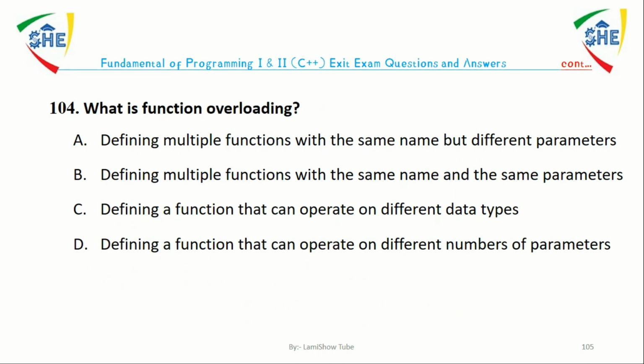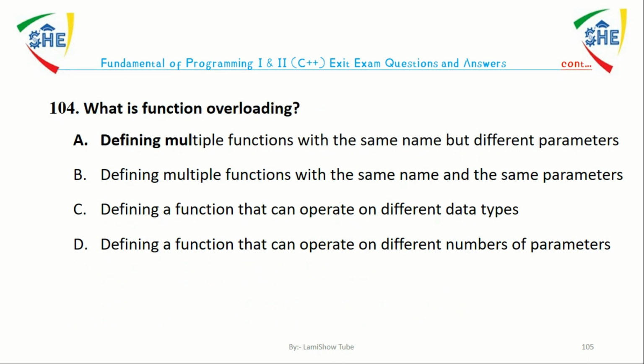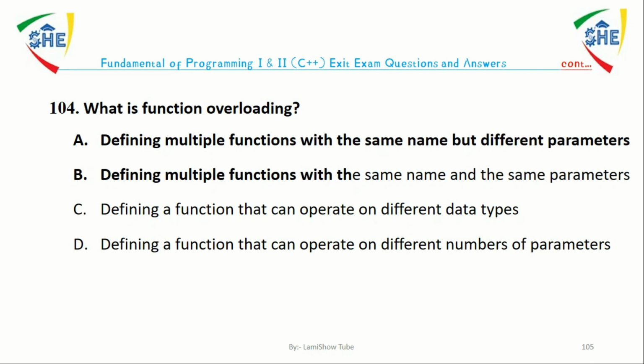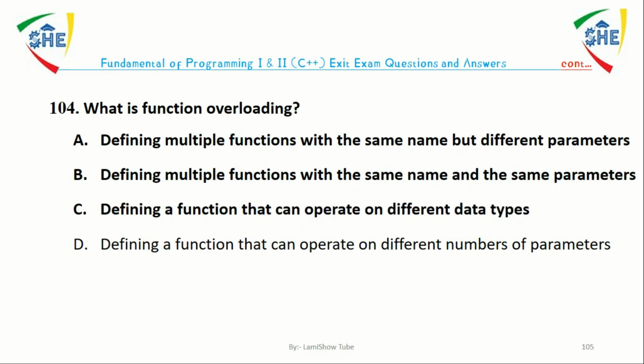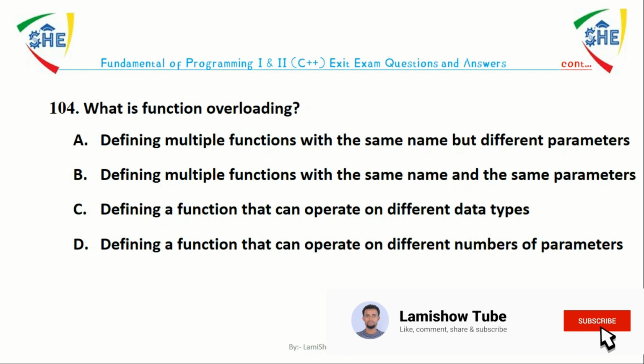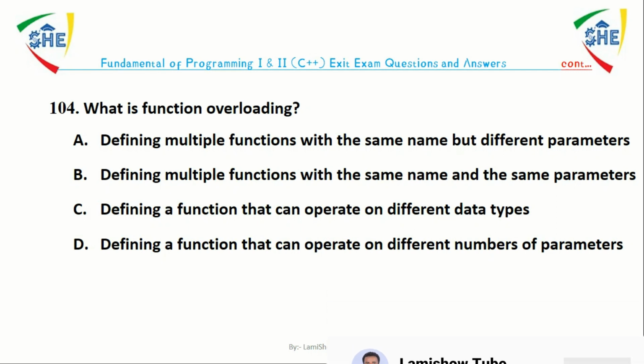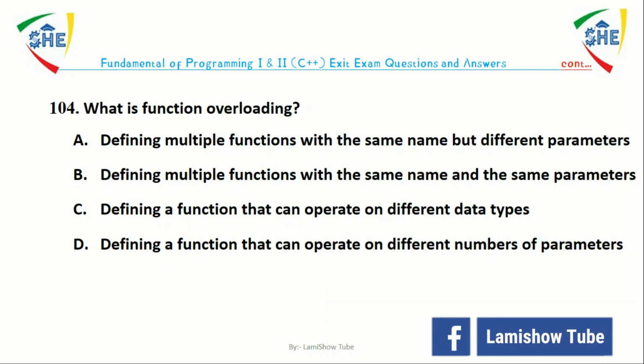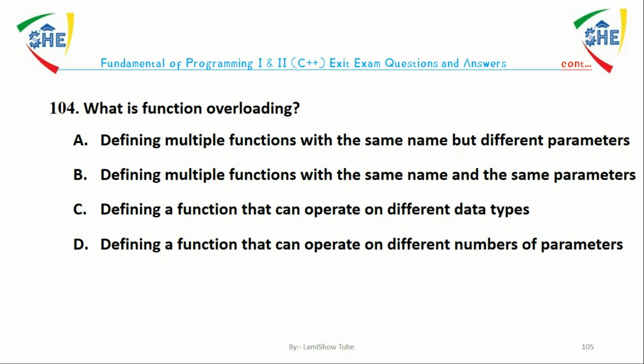Question number 104. What is function overloading? A. Defining multiple functions with the same name but different parameters. B. Defining multiple functions with the same name and the same parameters. C. Defining a function that can operate on different data types. D. Defining a function that can operate on a different number of parameters. The answer is A. Function overloading is defining multiple functions with the same name but different parameters, allowing multiple functions to perform similar tasks with different input.